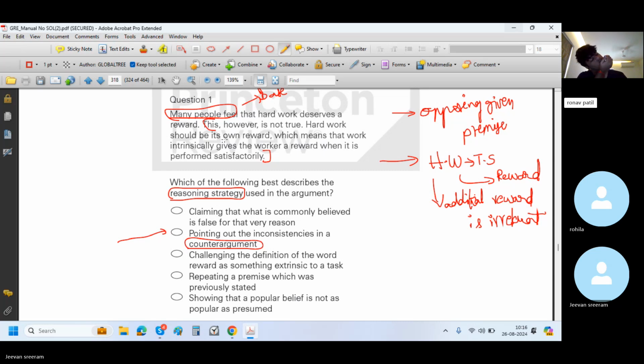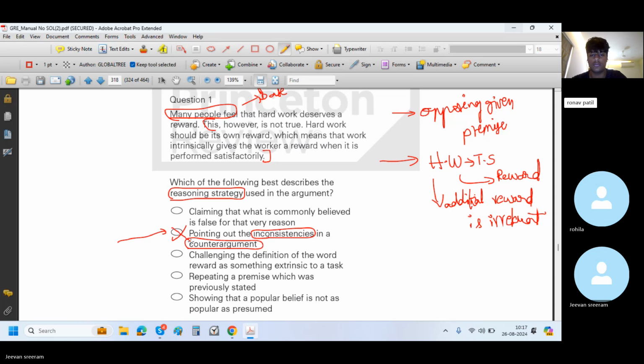There must be an argument, and there must be additional information to counter it. The argument is that many people feel that hard work deserves a reward, and the counter argument is that the author disagrees with it. So you mean the author is pointing out the inconsistencies in the counter argument that was mentioned by himself? Has he spoken about inconsistencies from his own argument? No.